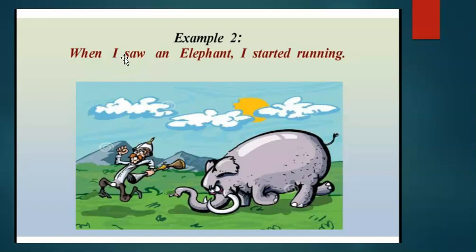Next example, second example. When I saw an elephant, I started running. I'll give you half a minute to think which one is dependent and which one is main clause. Then we will analyze together. Okay, let's do it together. When I saw an elephant is dependent clause. I started running is independent clause.